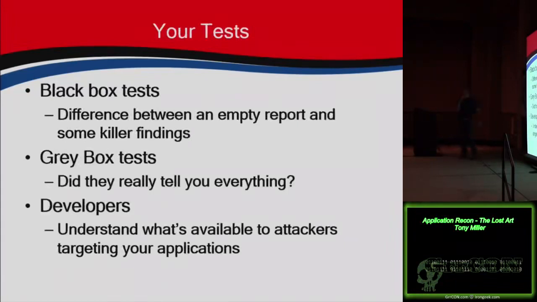So, a bunch of ways that we can find information about our apps. How do we put this into practice? From a black box testing perspective, this is almost a must, right? If I've got a black box test where I've been provided maybe nothing more than a URL, if even that, I've got basically zero information on this app.